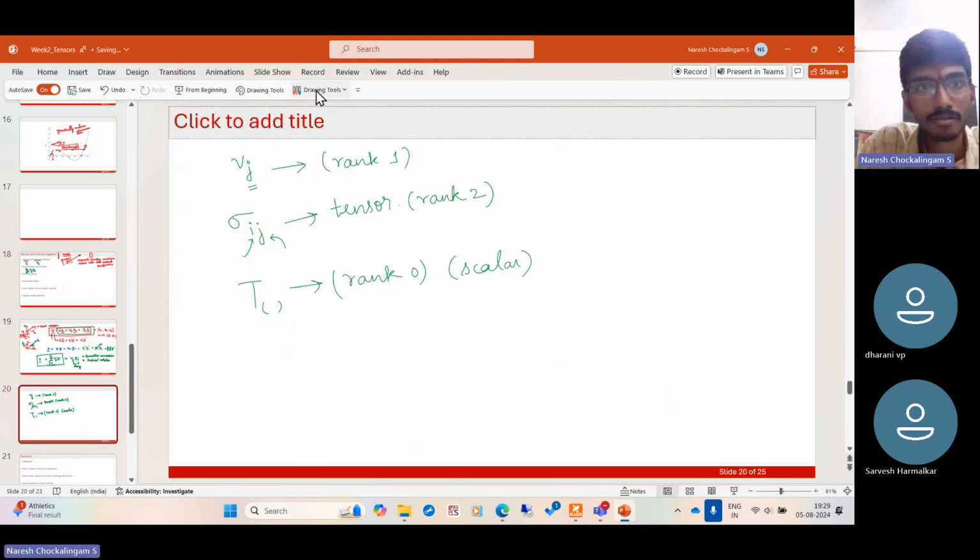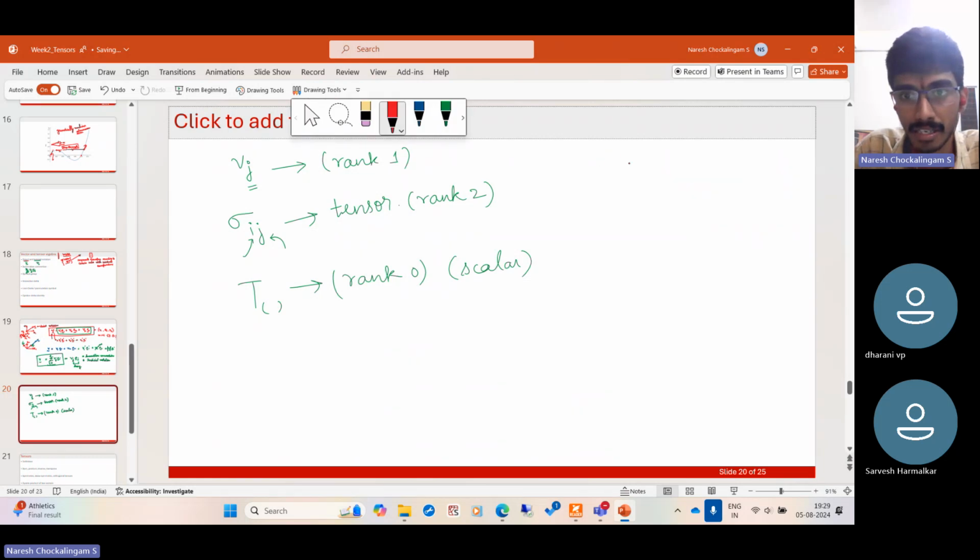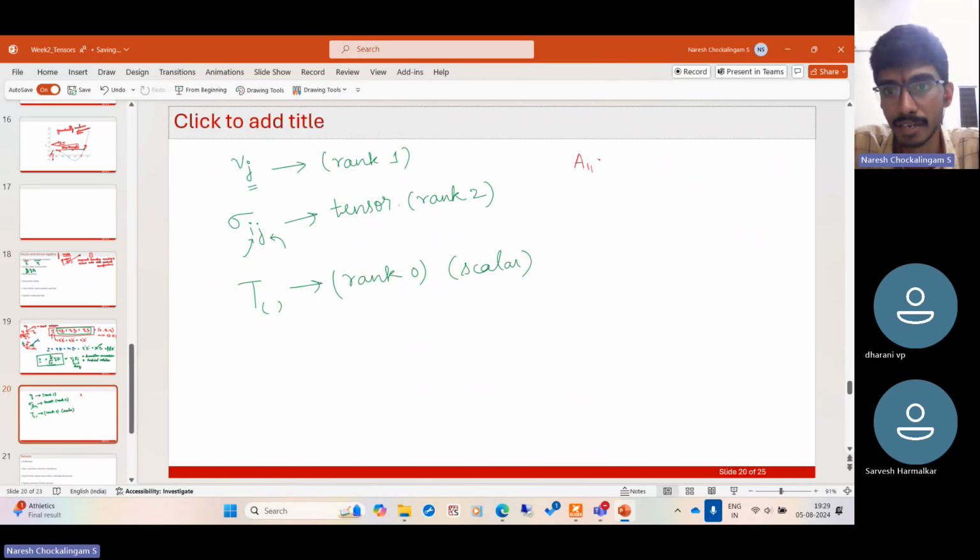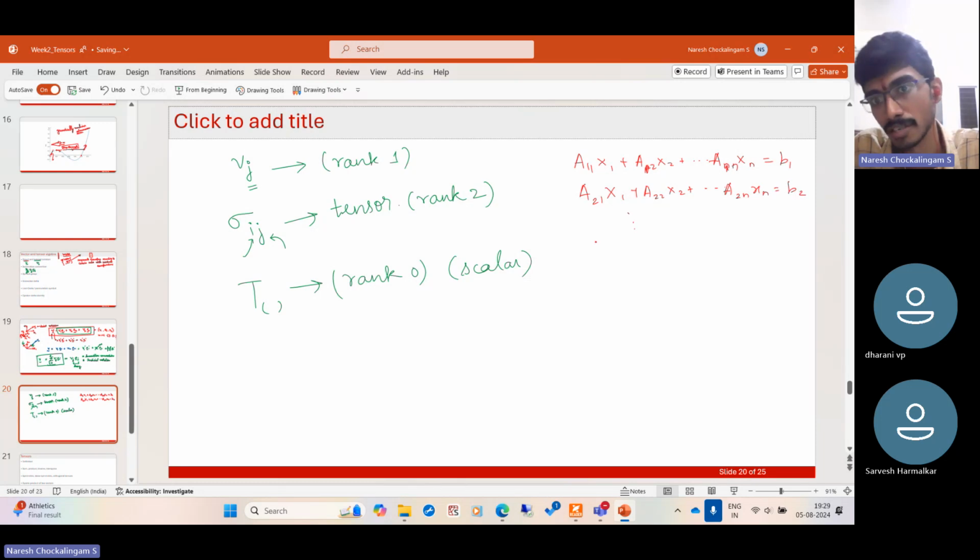Let's look into more details of the summation convention. Suppose you have a system of linear equations: a11 x1 plus a12 x2 and so on up to a1n xn is equal to b1. This is like n variables, so you need n such equations. So a21 x1 plus a22 x2 and so on up to a2n xn is equal to b2. Let it go on up to an1 x1 plus an2 x2 and so on up to ann xn is equal to bn.